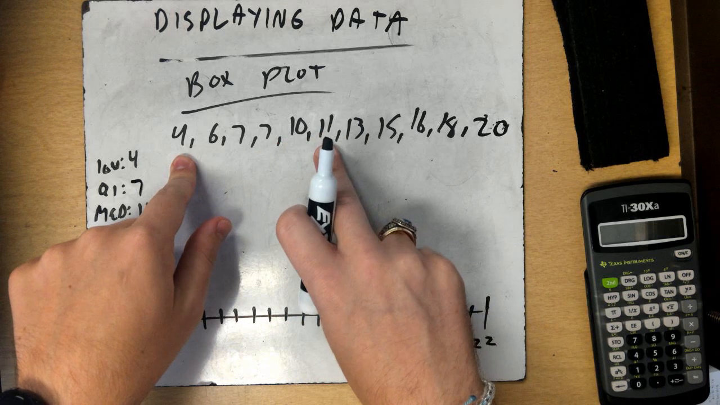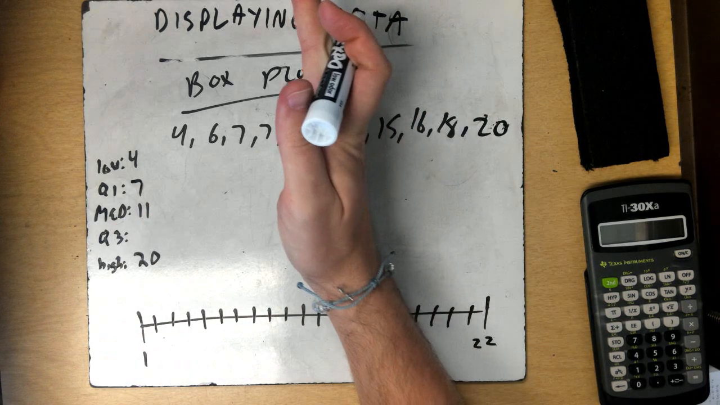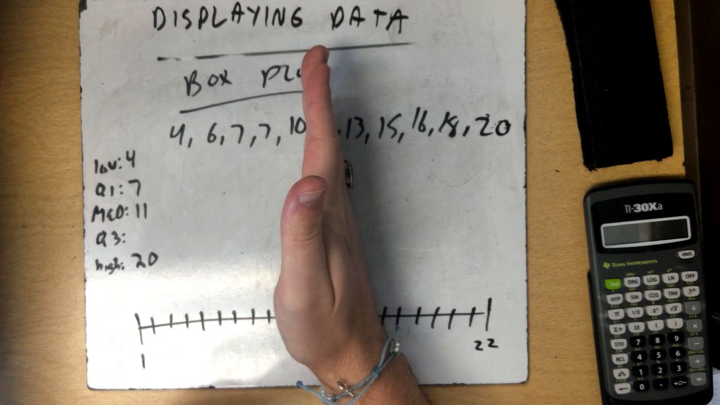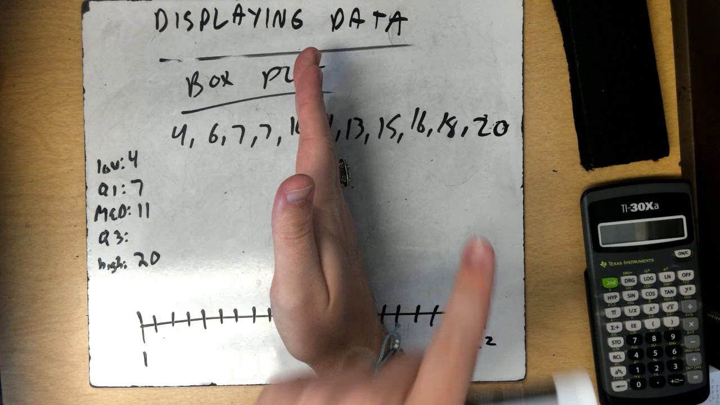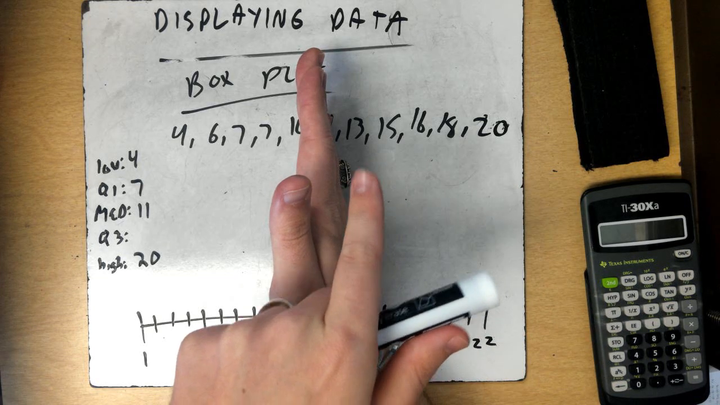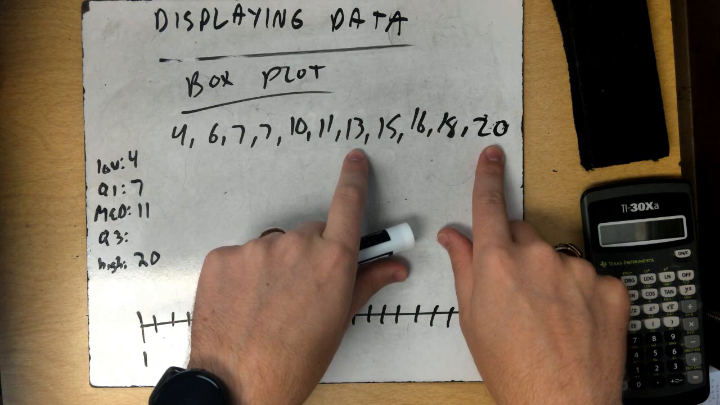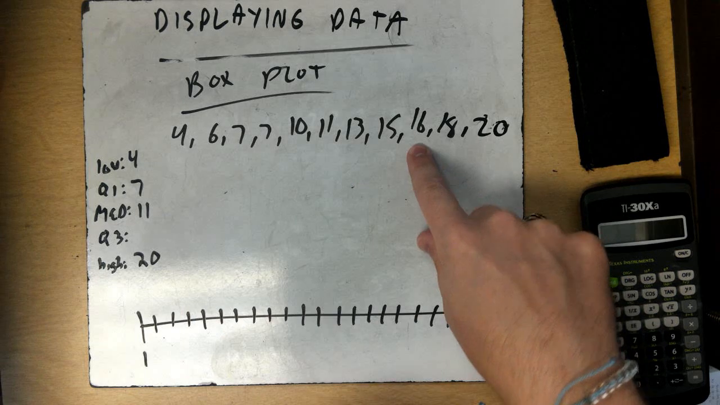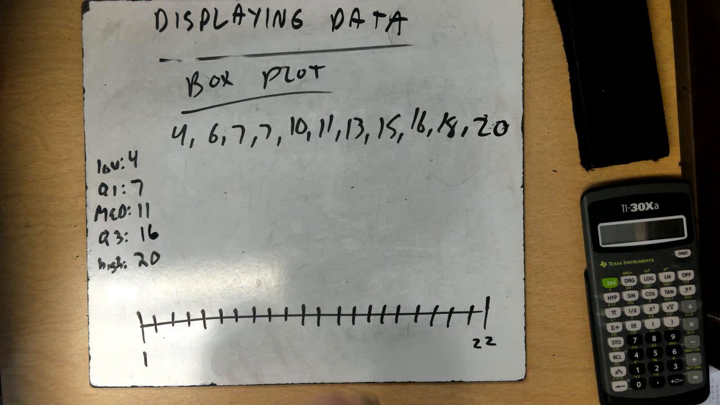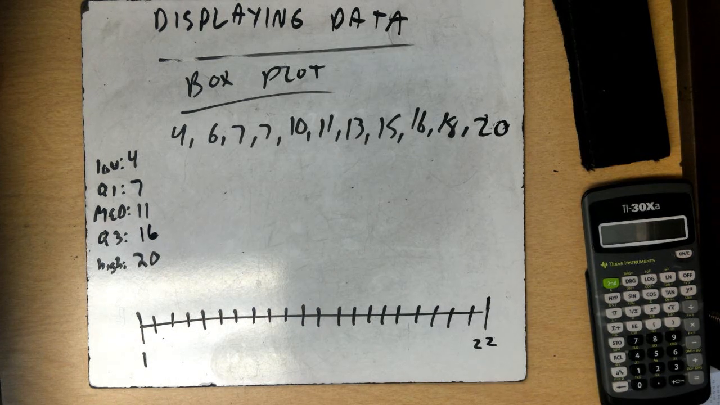Okay. So 11 is our median. We don't count our median when we do this. It's just the first 5 numbers. Now our Q3 is going to be our second 5 numbers here, the median of these. So we're going to start with 13 and 20, 15 and 18, 16 is our median here. So our Q3 is 16. Okay. So we have our 5 numbers here.